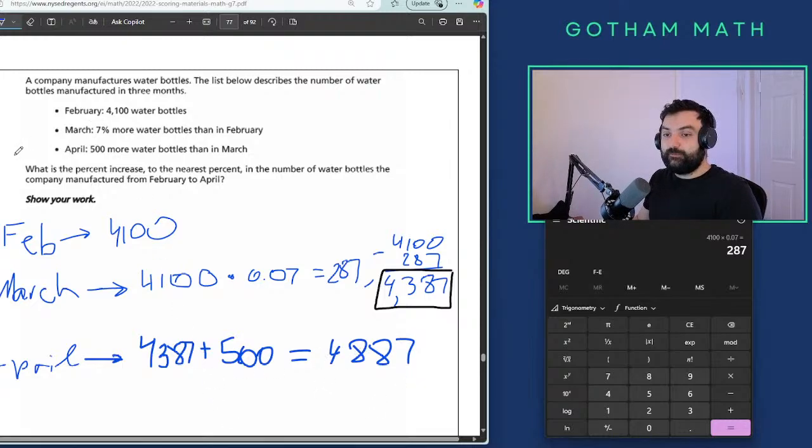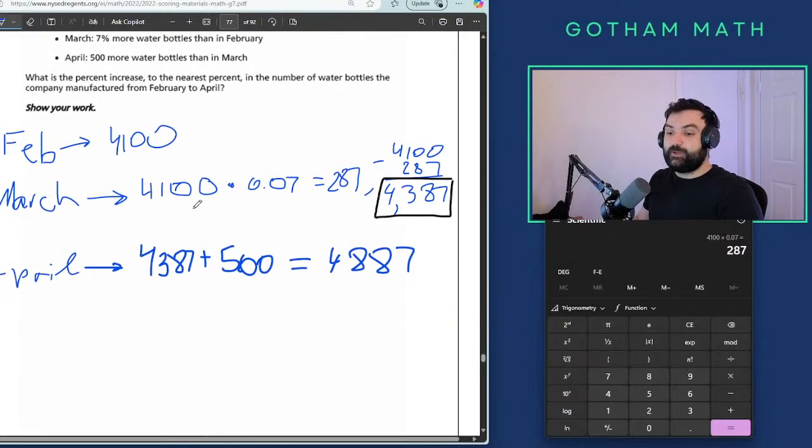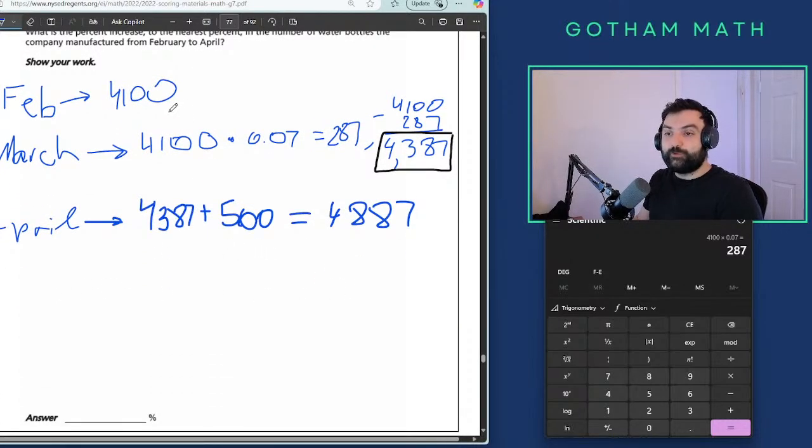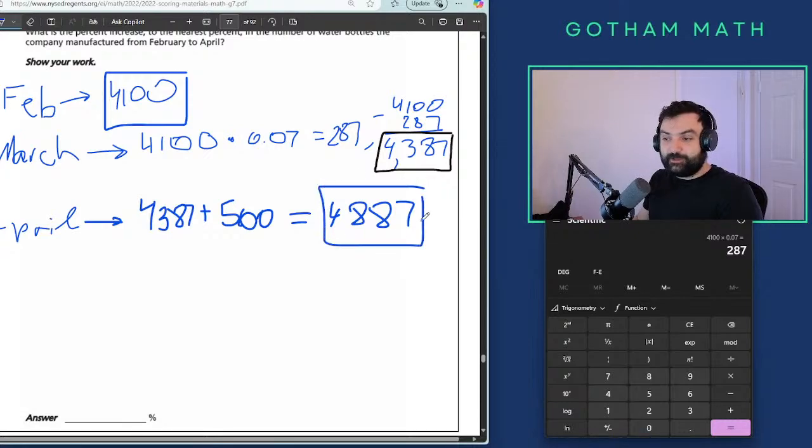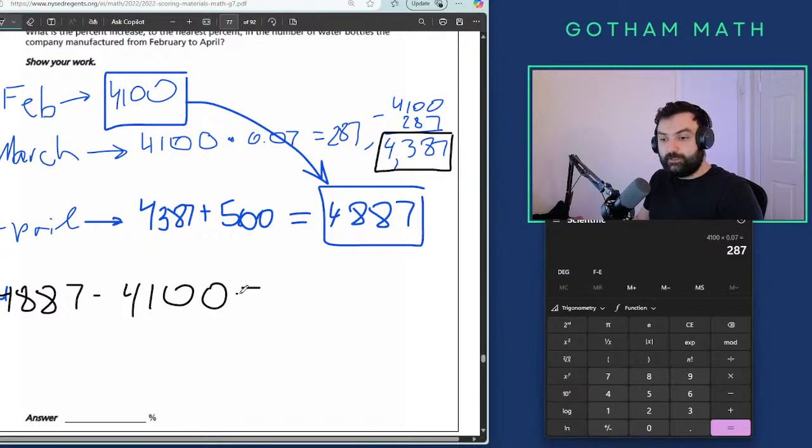Okay, and now we're going to say what is the percent increase to the nearest percent from February to April. First, we have to compare what was the increase in bottles. Let's say it was 4,100, it became 4,887, right? By how many bottles? Forget about percents first. By how many bottles did it go up? How do we find it? We subtract, right? So let me do it with a different color. 4,887 minus 4,100, I'm going to get 787.